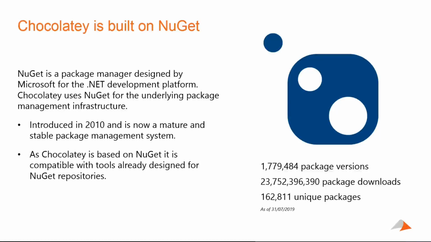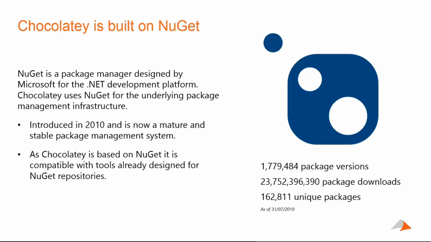In about 2010, I think it was, when it was introduced, Microsoft wanted a way to distribute .NET dependencies and code modules and things for .NET developers. And they built their own package management platform called NuGet. And that way, developers could just install modules into their Visual Studio and they could just use them.